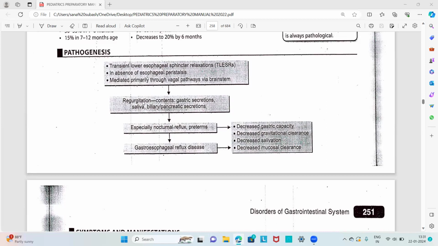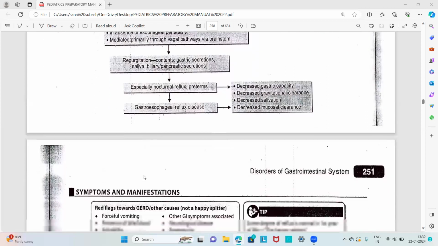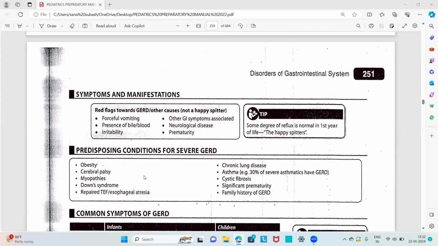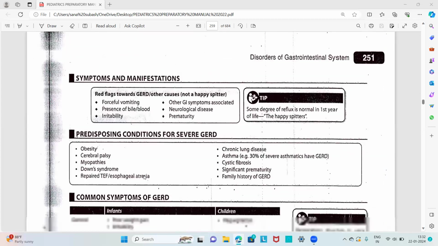There will be regurgitation of the contents, that is, gastric secretions, saliva, biliary and pancreatic secretions, and especially nocturnal reflux in the case of preterms. That is known as gastroesophageal reflux. Because of a defect in lower esophageal sphincter function, there is backflow, or involuntary passage, of gastric contents back into the esophagus. That is the pathophysiology, or pathogenesis, of gastroesophageal reflux disease.